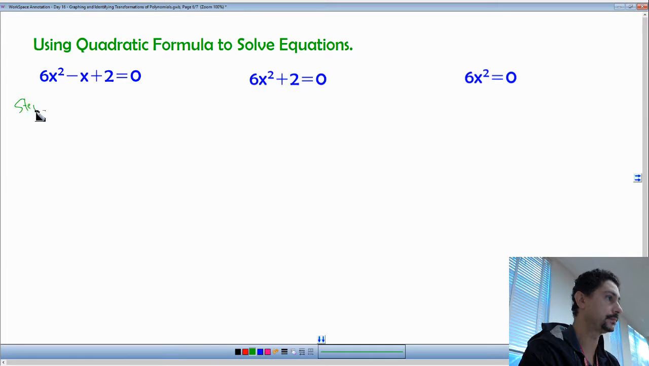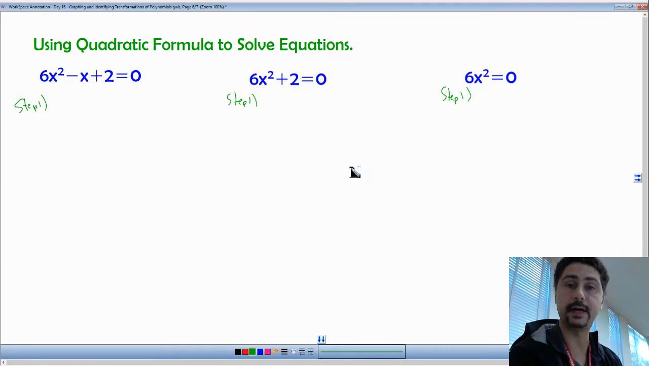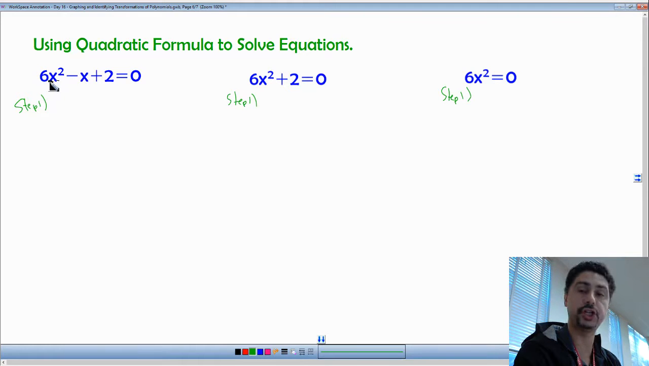Step 1. Always in step 1, however you do these problems, you have to identify the a, the b, and the c, which the a is the coefficient for x squared, the b is the coefficient for x, and the c is the constant term. So when I look at this, I say a equals a positive 6, b equals a negative 1, c equals 2. Okay? And then I use the formula.